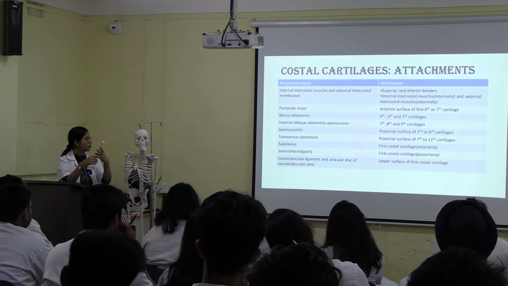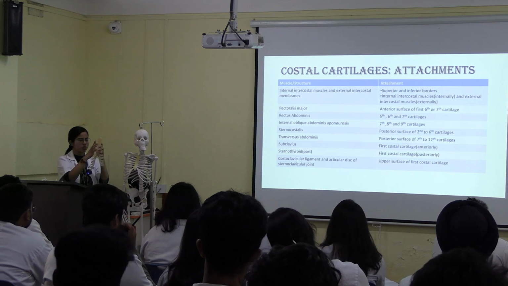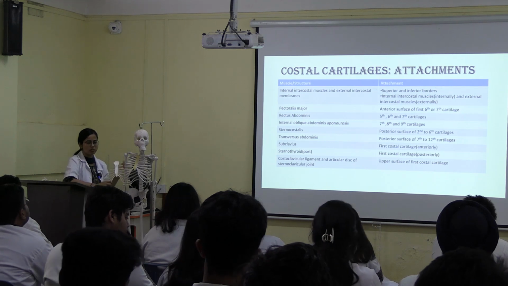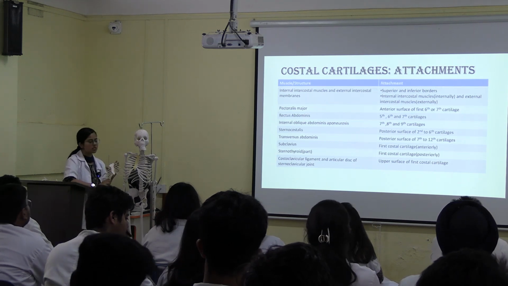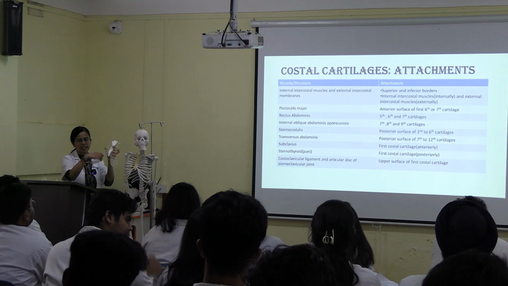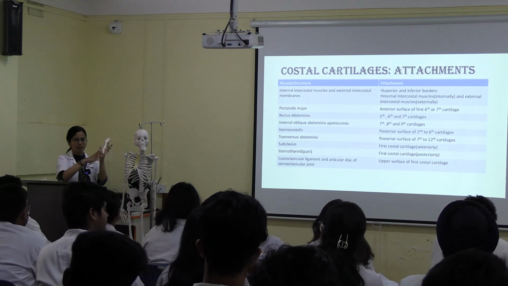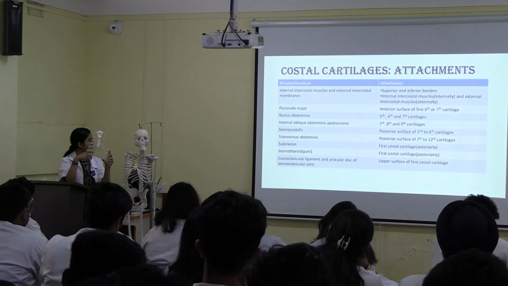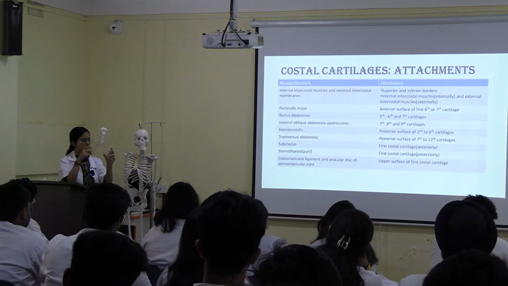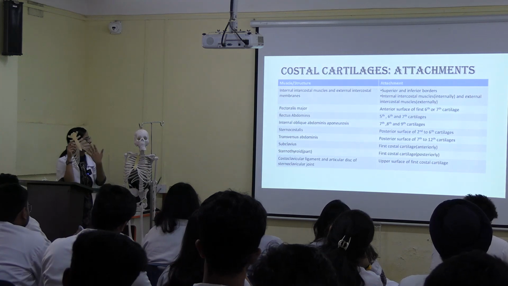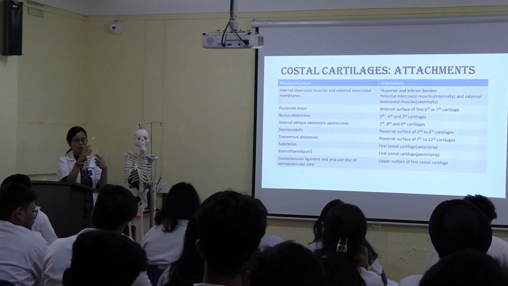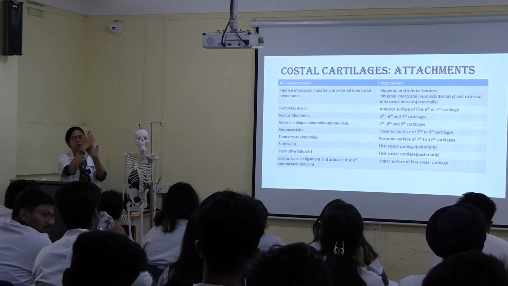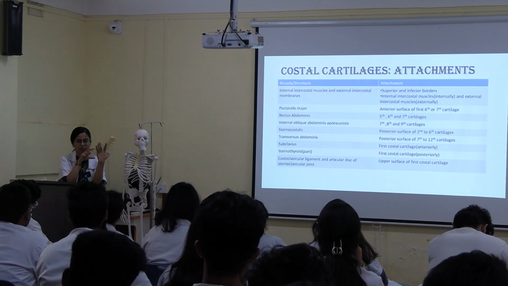Now subclavius is attached on the anterior surface of the first costal cartilage, and sternothyroid on the posterior surface of the first costal cartilage. Then the costoclavicular ligament, and costoclavicular means between the rib and the clavicle, and the sternoclavicular joint articular disc is attached on the upper surface of the costal cartilage. So on the anterior surface we have pectoralis major, rectus abdominis and internal oblique abdominis, and posteriorly we have transversus abdominis and sternocostalis. On the first costal cartilage, anteriorly we have subclavius and posteriorly we have sternothyroid.